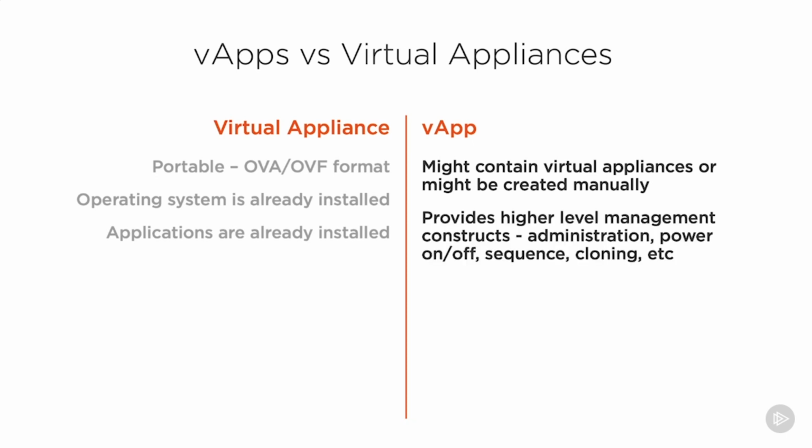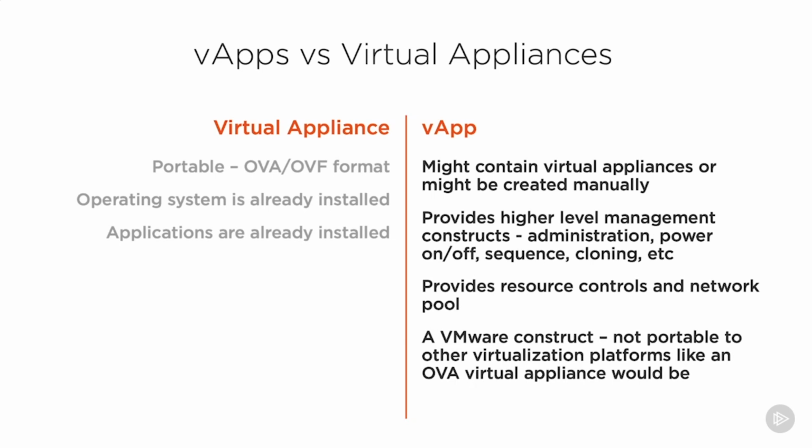The vApp provides that higher level management construct that we talked about for administration, for power on and off with a sequence. You can clone a vApp that contains many virtual machines. A vApp also provides resource controls, so I can restrict the resource consumption of the virtual machines in the vApp, and I can also provide a network pool of IP addresses. vApps, in comparison to virtual appliances, are a VMware construct. This is a VMware idea, and vApps aren't portable to other virtualization platforms such as VirtualBox, whereas an OVA virtual appliance most likely would be.